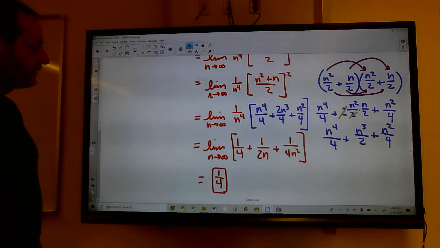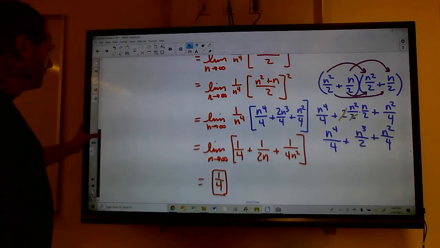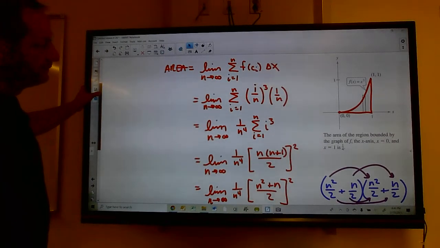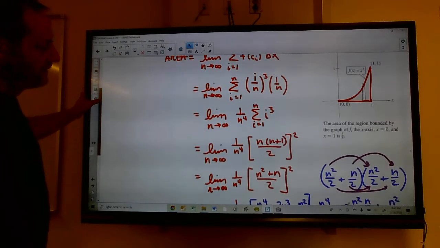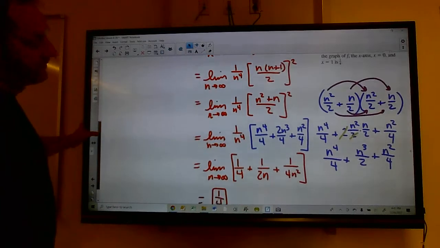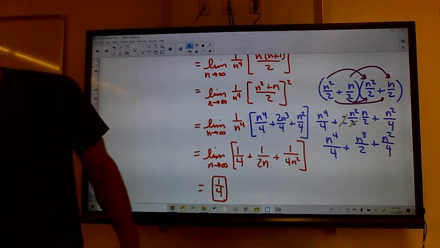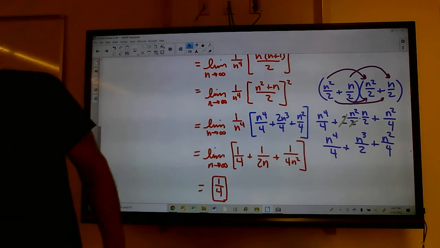Okay, so the area under that curve is going to be 1/4. Now, fortunately, there's an easier way to do this, which I'm going to teach you next class, but you got to learn it today.